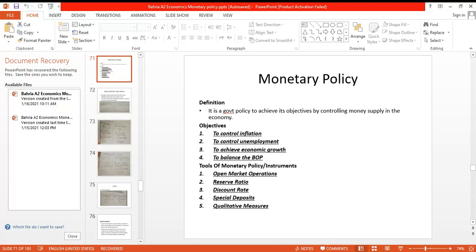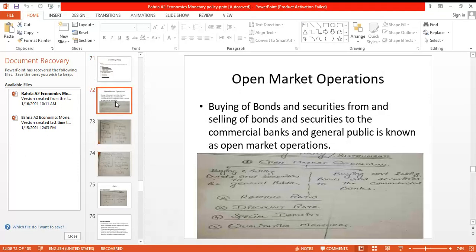So let's quickly look at OMO, open market operations. The government regularly issues bonds and securities. The bonds, we know, these are instruments that the government sells, certificates that the government sells, and once it sells, it is able to borrow money. In the process, the government is able to remove money from the money supply. It is able to reduce the money supply.